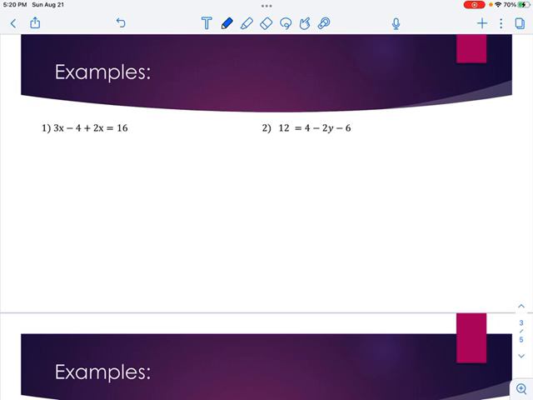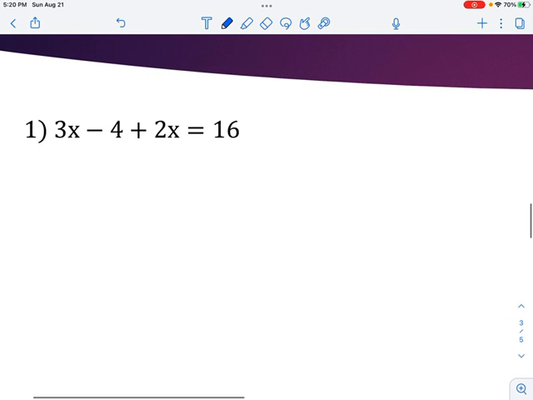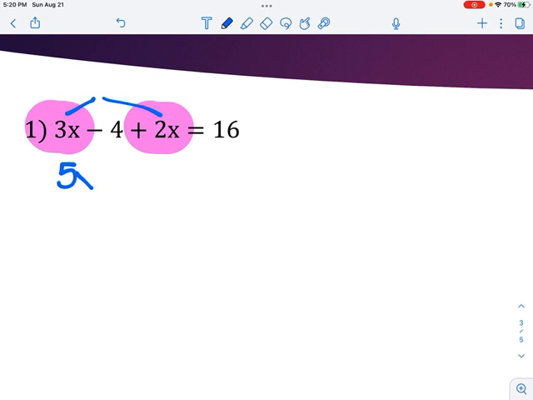So if you look at this first problem, it says 3x minus 4 plus 2x equals 16. The first thing I should see is I have like terms here. I have a 3x and a positive 2x. So the first thing I'm going to do is take those two and put them together. So 3x plus a positive 2x gives me 5x. Then the 4 has nothing alike to it, so I am just going to bring that down.